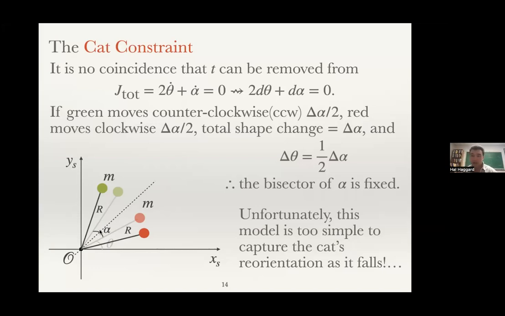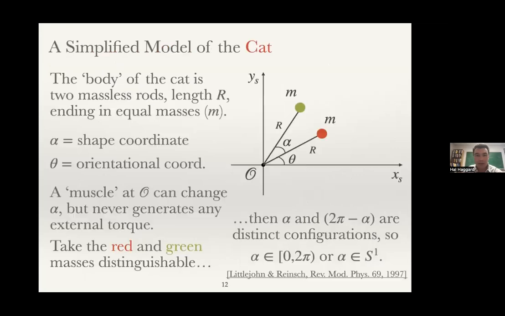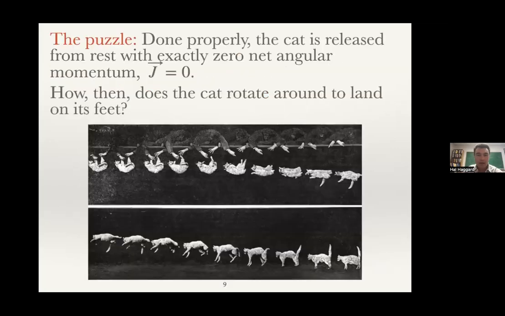And this model is just not going to be able to do that. It's constrained to always maintain this bisector. Maybe something else to mention, I'll go back to the picture so you can see this.